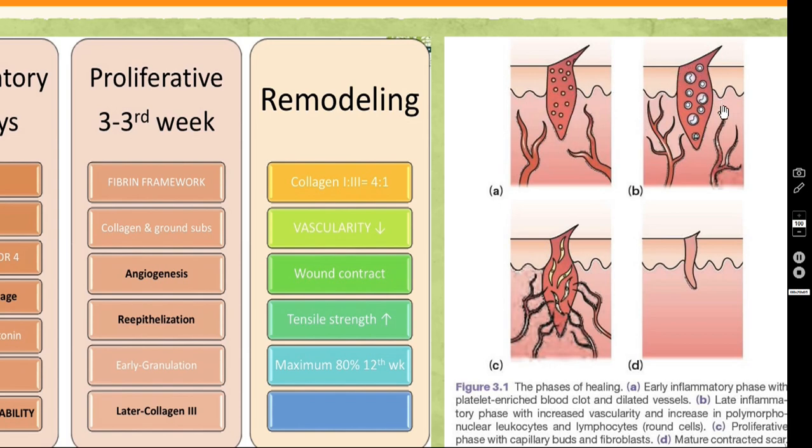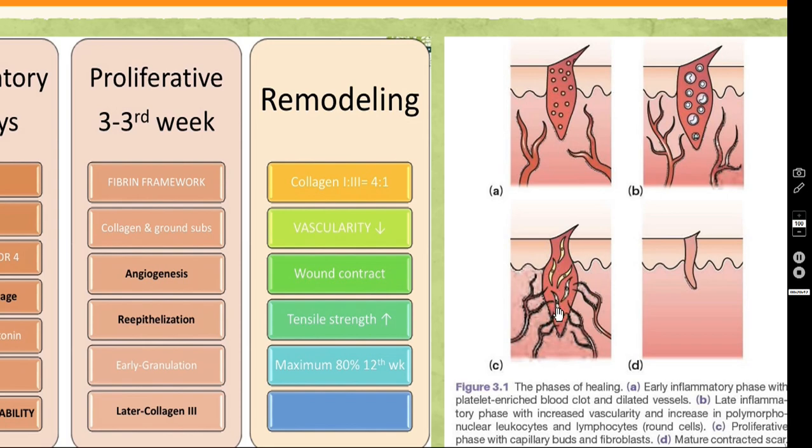In the late inflammatory phase, the predominant cells are both the polymorphs and the macrophages, and the lymphocytes also. So the main cells here are polymorphs and the macrophages. This will last up to the third week, and then the next stage is the proliferative stage, where the polymorphs and all will get converted into fibroblasts that will start secreting the collagen 3 and the ground substance.